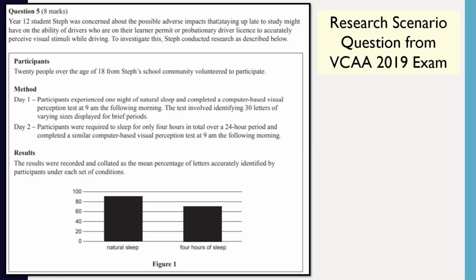So the participants are 20 people over the age of 18, from Steph's school community, who volunteered to participate. Now, that should probably set off some bells in your head, because when we see the word volunteer... let me do that again, I always end up crossing the word out. Okay, volunteered relates to what type of sampling? Convenience sampling. So it's got to be convenience sampling. So straight away, just make a little note of this in your exam book or in your head when you're doing a question like this.